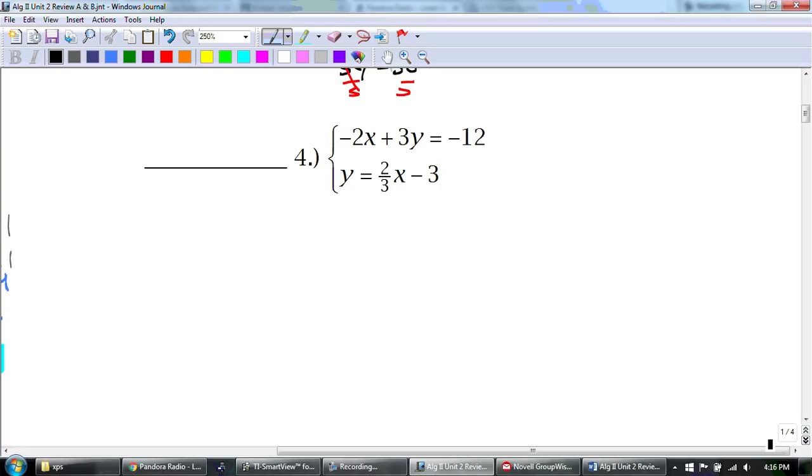Okay, number 4. As I'm looking through this, I see that the y is by itself. So I'm going to circle what it equals, and then that's where I'm going to plug it in. This is called, yep, substitution. And we're plugging in the 2/3 x minus 3.